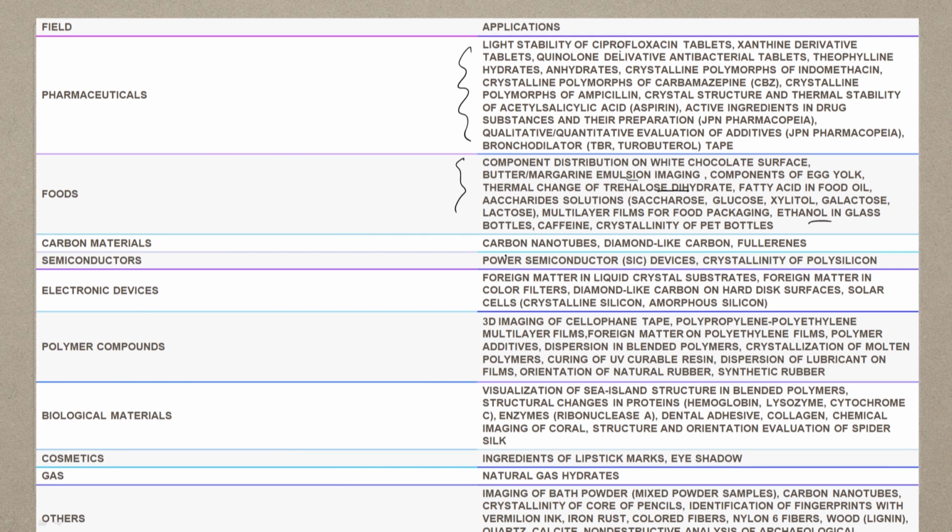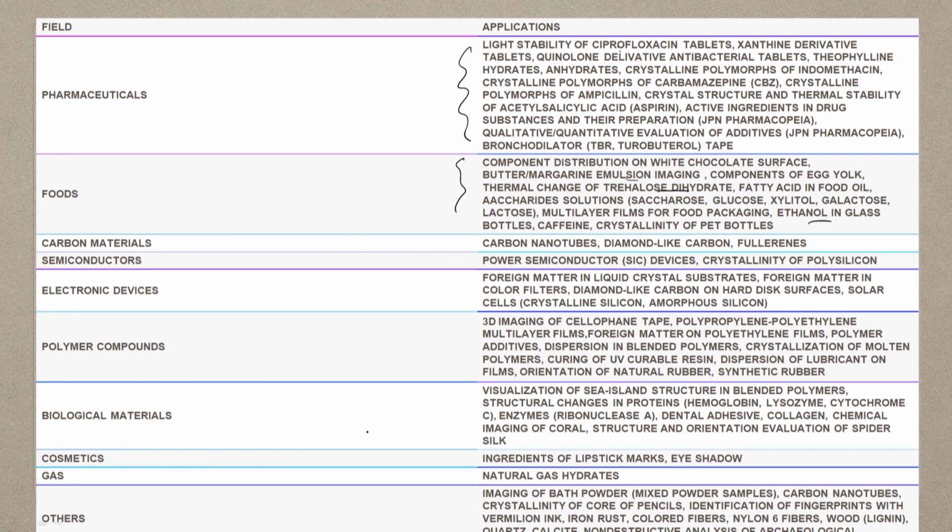For carbon materials, you can figure out most of the carbon allotropes, powder semiconductors, crystallinity of polysilicon. For electronic devices, foreign matter in liquid crystal substrates. So in a way you can figure out the dopants in it. In polymer compounds, 3D imaging of cellophane tape, polypropylene, and all these things you can do.